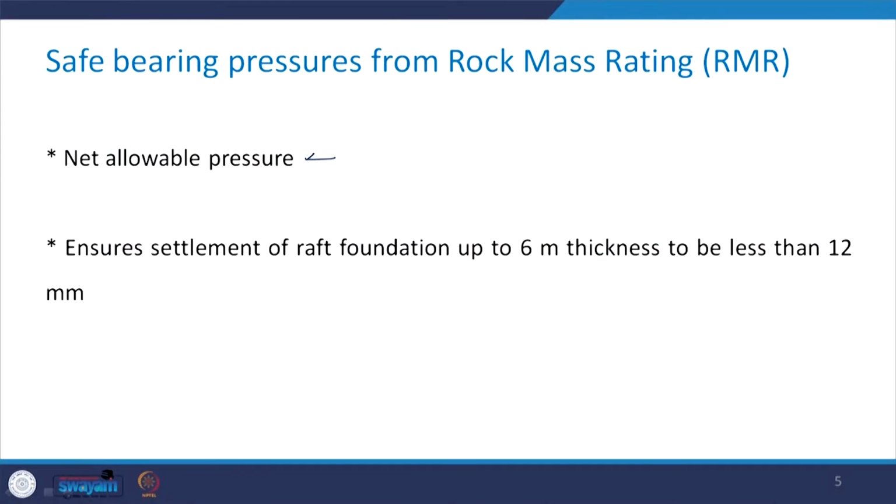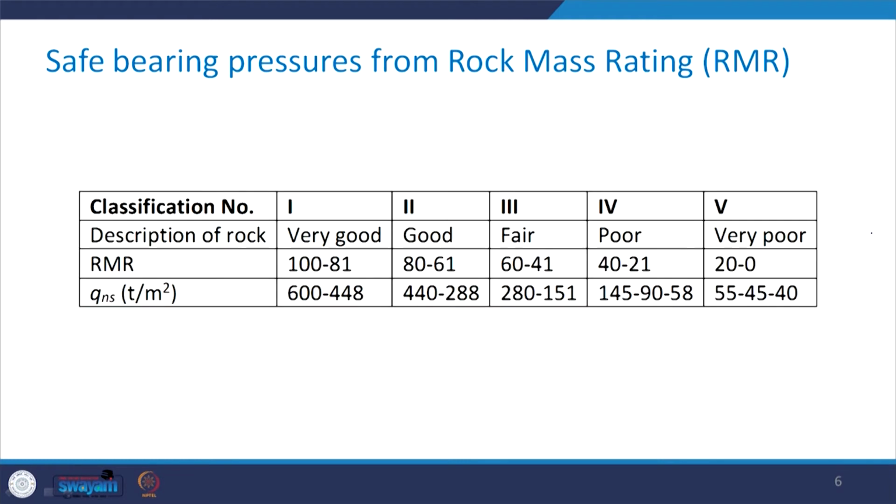You already know how to determine the rock mass rating. So, from here we get the net allowable pressure, and the value that we get ensures that the settlement of a raft foundation, which is up to 6 meter thickness, is less than 12 mm. That means this is a permissible settlement which is considered in order to determine the safe bearing pressure from the rock mass rating.